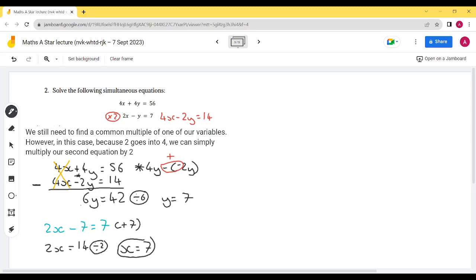So our final answer is x equals 7, y equals 7. Both in this case equal exactly the same thing.